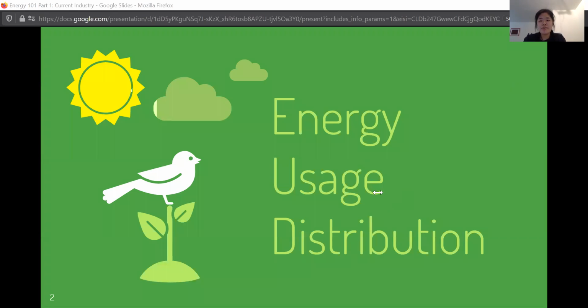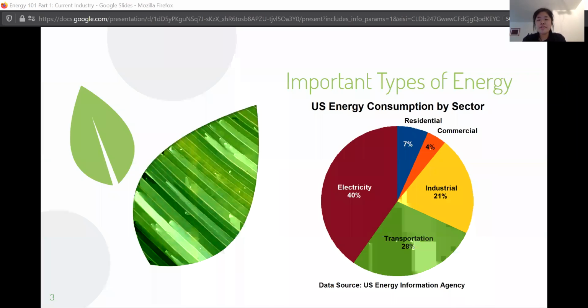So let's start off with an overview of energy usage distribution. There are generally 5 important types of energy usage that we have represented as sectors: residential, commercial, industrial, transportation, and electricity.